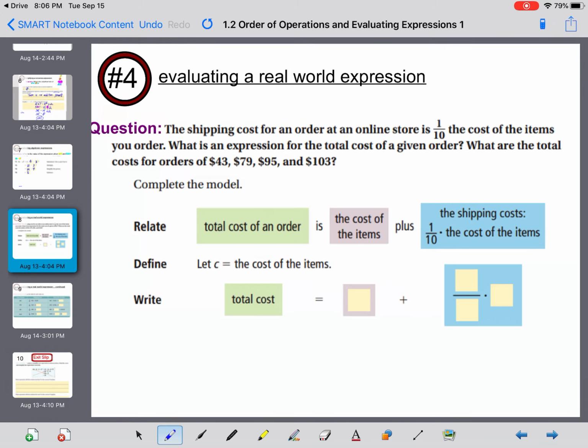So they declare some things for us. The total cost of an order is the cost of the items plus 1/10 the total cost of the items. They're defining for us that C is going to be the cost of the items. So in that purple box, put C. The shipping costs 1/10 the total cost, which again we declared was C. So now we're going to use this equation to solve for different costs.